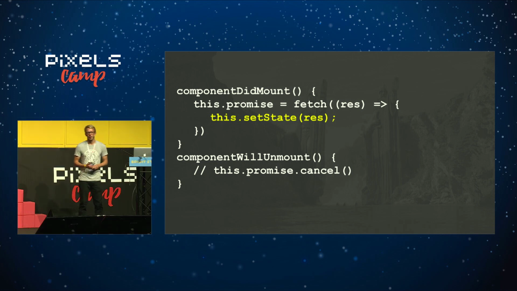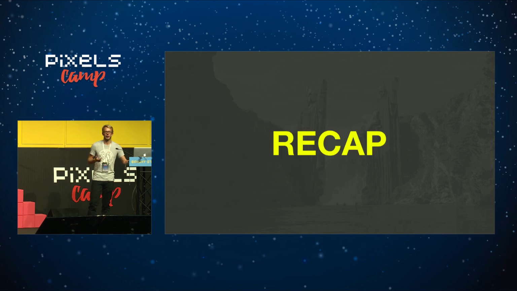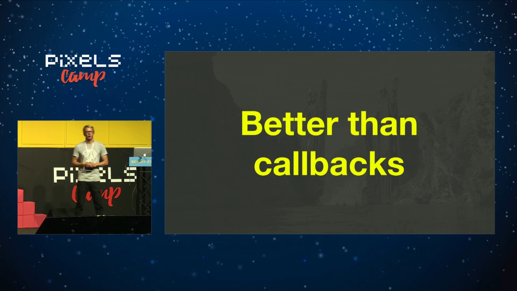To fix this, we have to do a check for whether the component is mounted before we set state, but that again is an anti-pattern that Facebook doesn't want you to use. So in this particular case, you don't really have a good solution to this problem. But we will look at a possible solution in a few slides. So to recap, promises give us tools that help us do better than what we can do with callbacks. But they still come with their own issues.